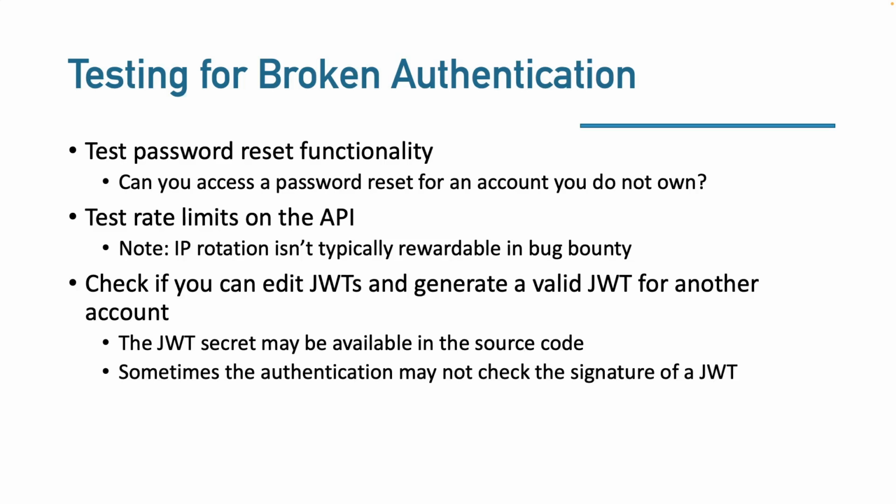Check any JWTs, so see whether or not you can actually edit the JWT or generate a valid JWT for another account. The JWT secret may actually be in the source code. I've seen that before, where they've accidentally committed the source code, like an SVN or a Git repo, that you can see the correct changes in. And sometimes the system may not check the JWT signature, and therefore you can just edit it and it won't be confirming whether or not you actually need that secret.